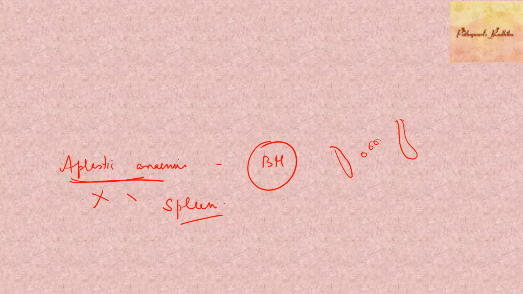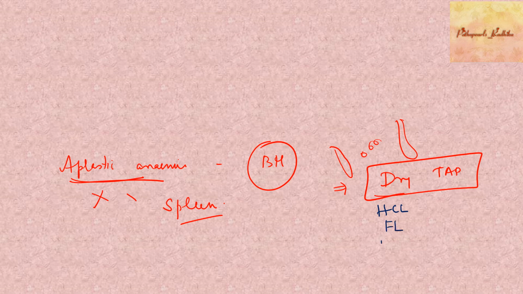So having discussed everything, now tell me what should be the answer. The question was, which of the following is associated with least chance of dry tap? And the options were hairy cell leukemia, follicular lymphoma, AML M7 and aplastic anemia. So now let's go one by one. Does hairy cell leukemia cause dry tap? Yes, because it leads to fibrosis. Does AML M7 cause dry tap? Yes, because it causes fibrosis. Aplastic anemia can also cause dry tap because there is no cellularity.